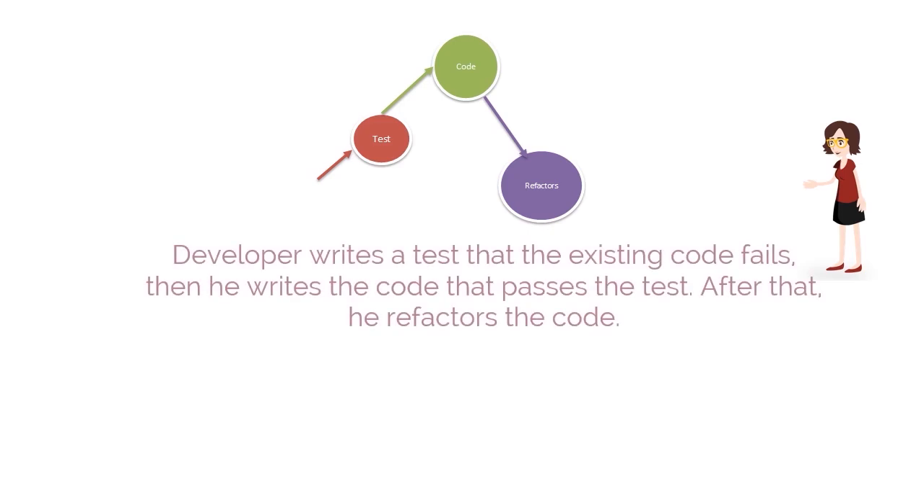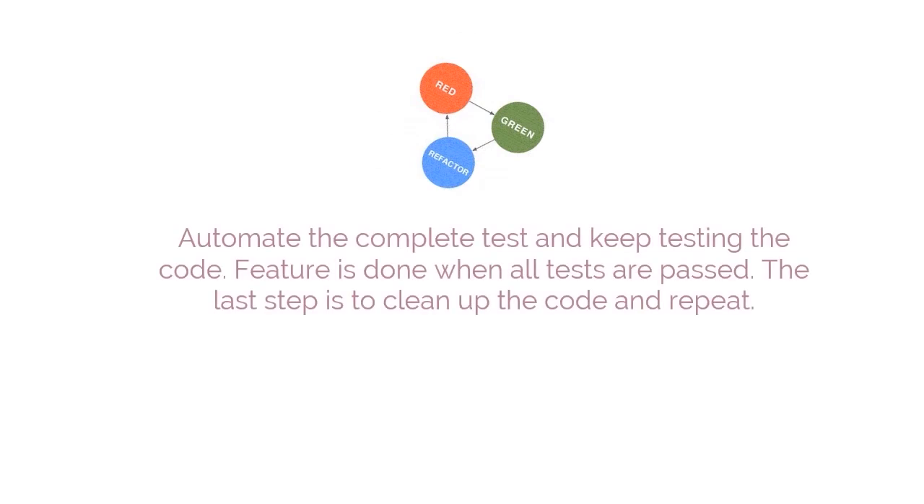First, the developer writes a test that the existing code fails. Then he writes the code that passes the test. After that, he refactors the code. Now he has to automate the complete test and keep testing the code. Feature is done when all tests are passed. The last step is to clean up the code and repeat.